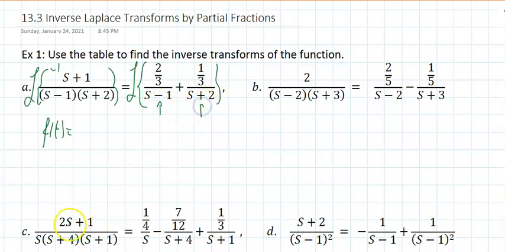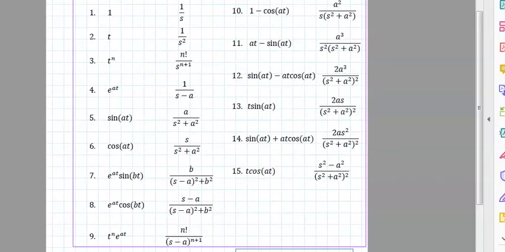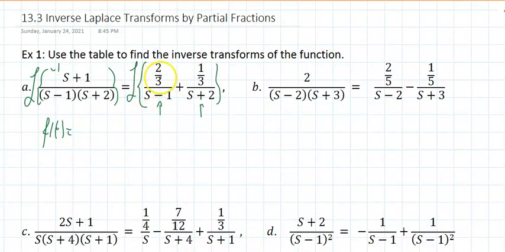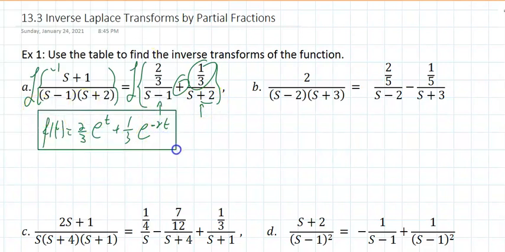Well, this looks like a linear term in the denominator. To me, that looks like number 4: s minus a, e to the a t. So, s minus 1, the 2/3 is a constant, e to the 1t, plus 1/3 e, the opposite of that is negative 2t. And there it is. That's all you have to do.